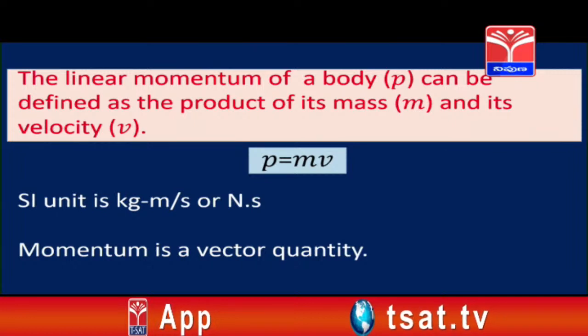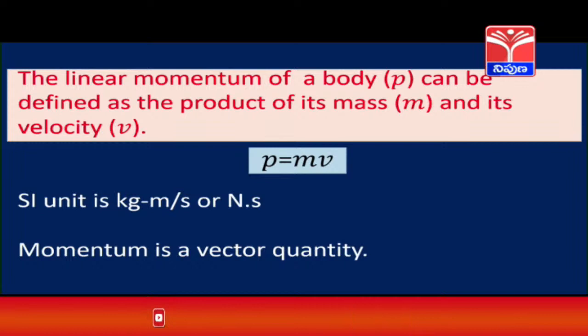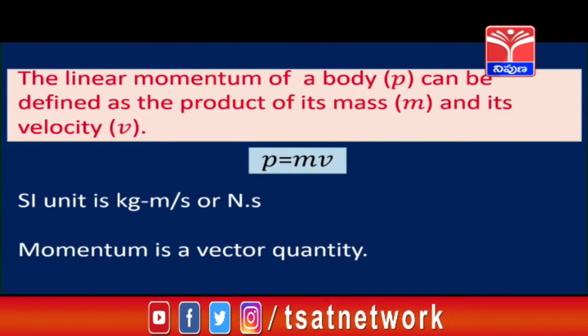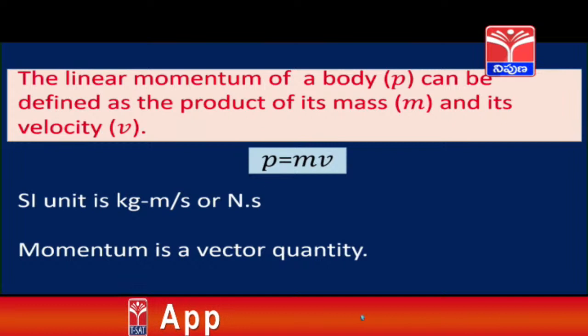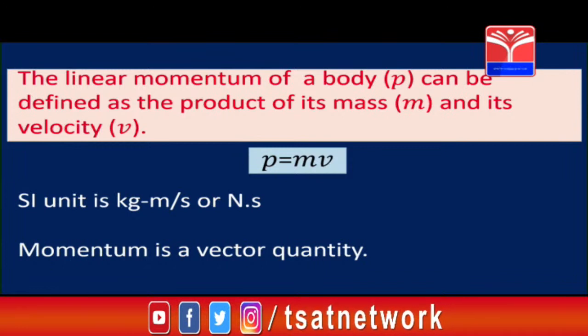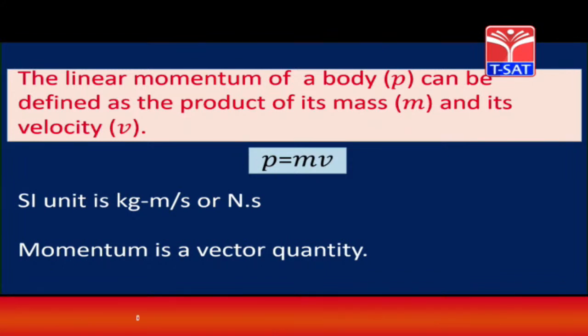Therefore, your momentum has two units. You can either write it as kilogram meter per second, or you can write it as Newton second, simply because Newton is the unit of force and 1 Newton is kilogram meter per second square. Therefore, the unit of linear momentum becomes Newton second.